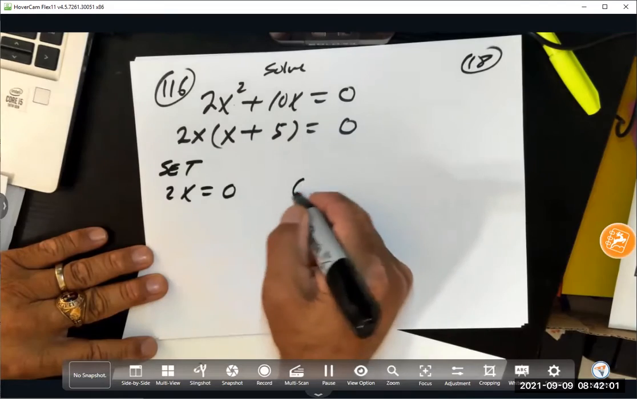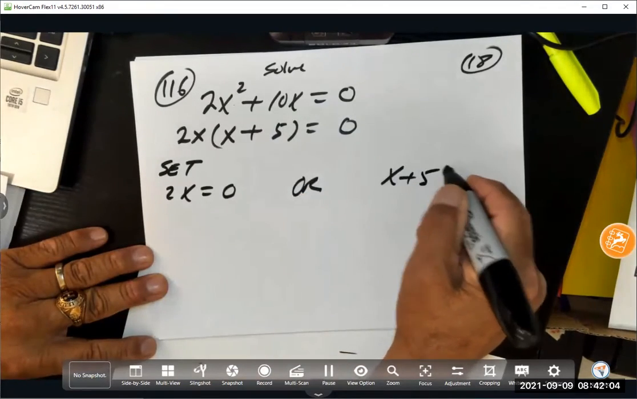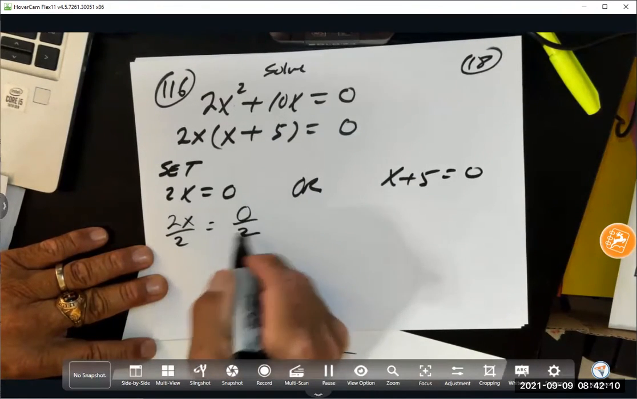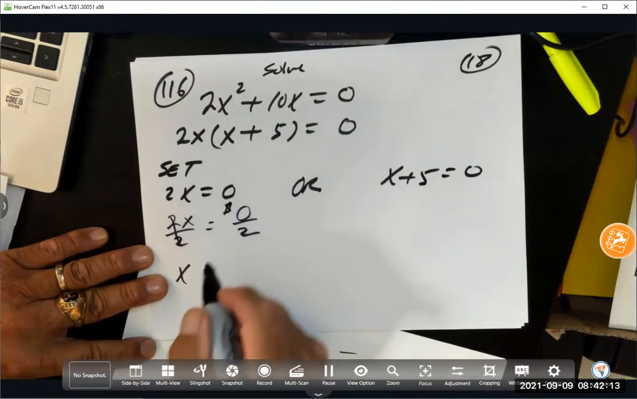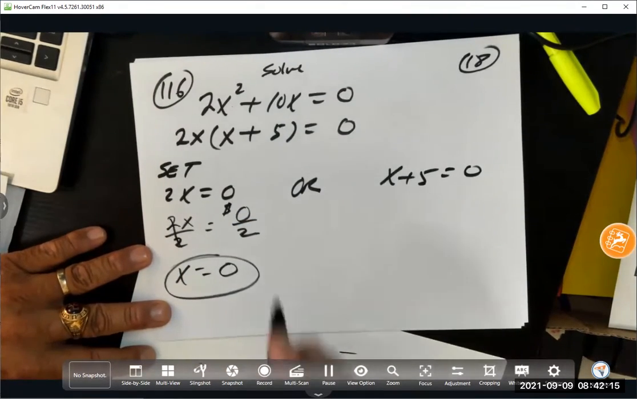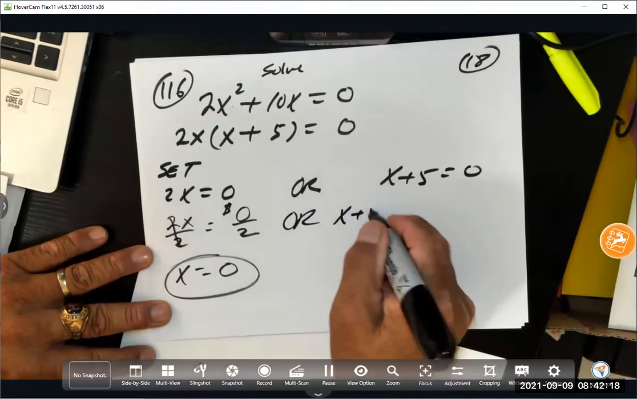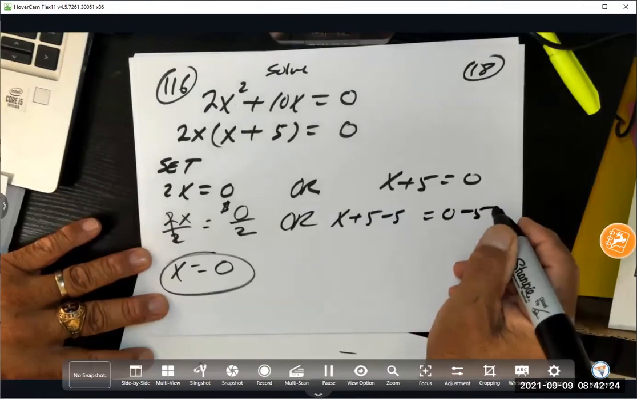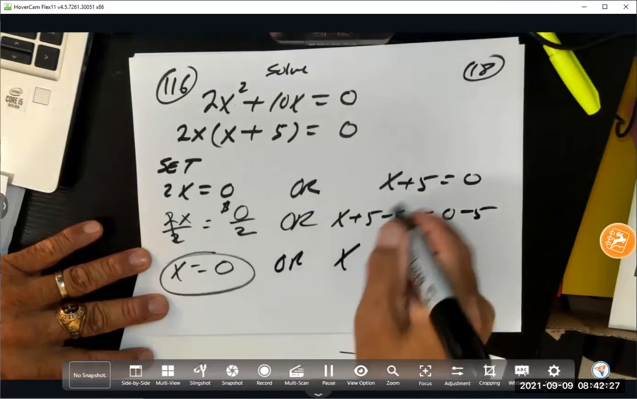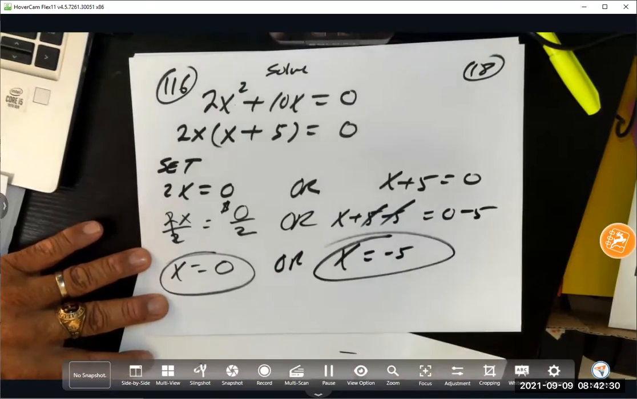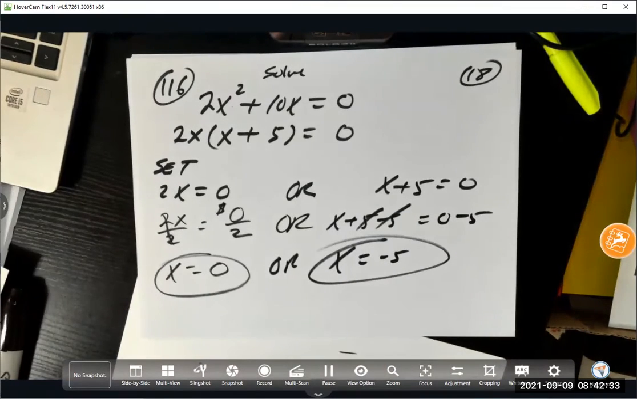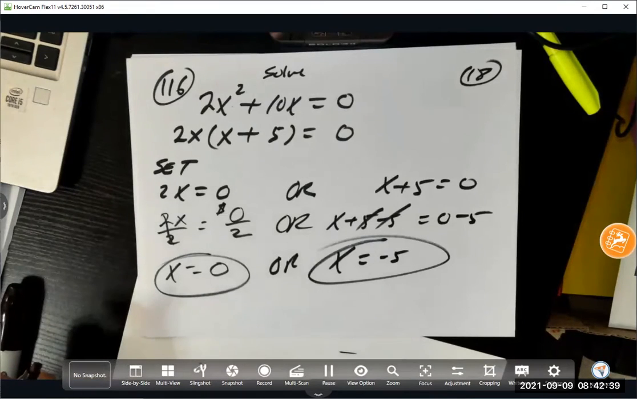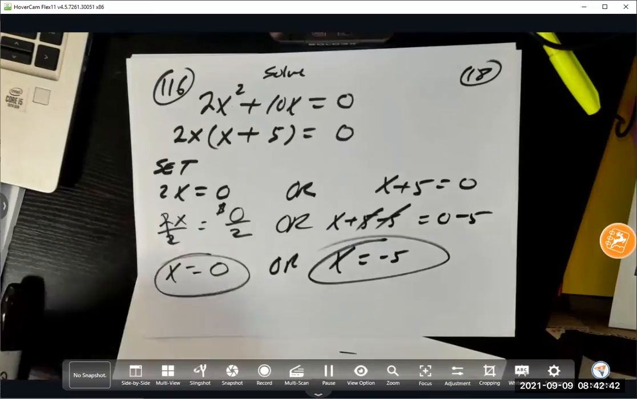2x equals 0, or x plus 5 equals 0. So this one, I divided by 2, and divided by 2, but 0 divided by 2 still gets 0. Over here, how do you do this one? You tell me. Subtract 5. Yeah, a minus 5, a minus 5 like that? Okay. Or this one, these are gone, equals negative 5. There you go. 0, negative 5. Okay. Is that okay for 116? Yes or no? Tell me. Yes? Yes. Okay, let's go next one then.